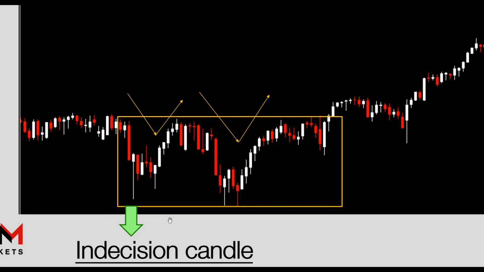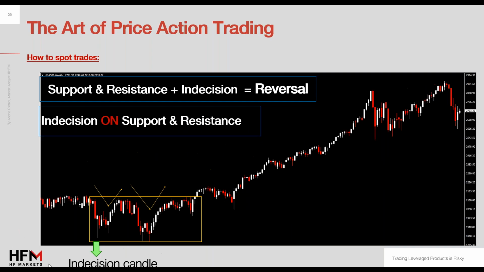So if such candles, doji candles, are seen at the support or resistance area like this one, I'm going to draw them. This is what we call indecision at the support and resistance level.